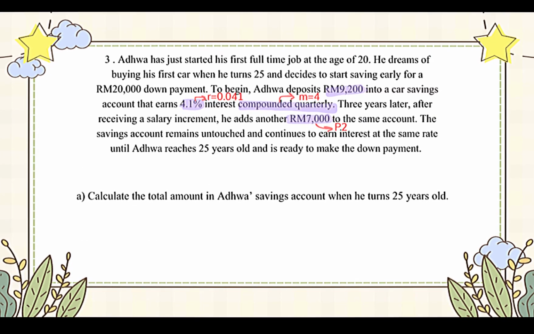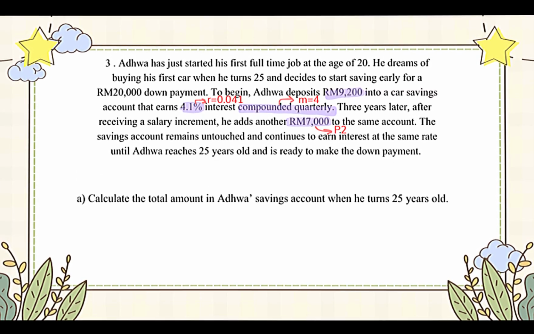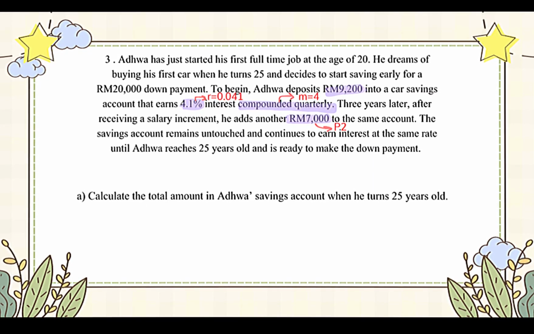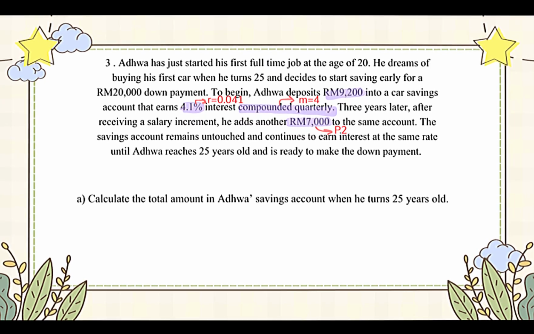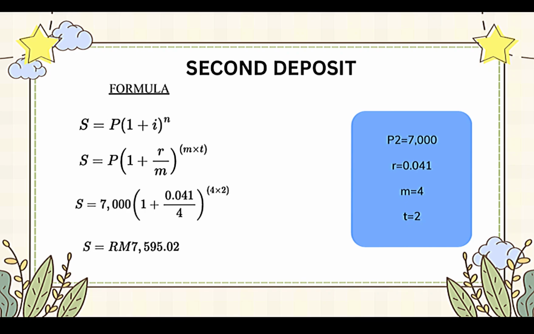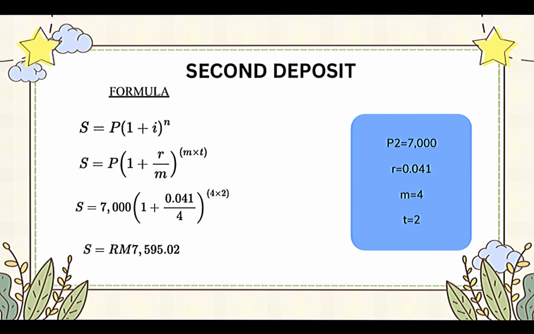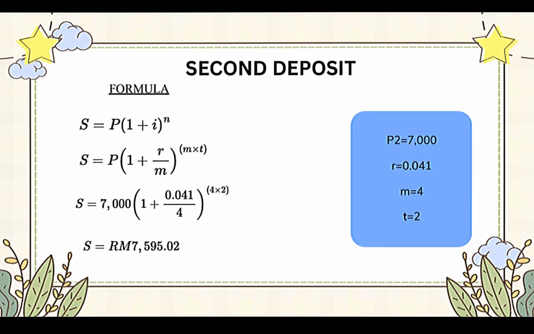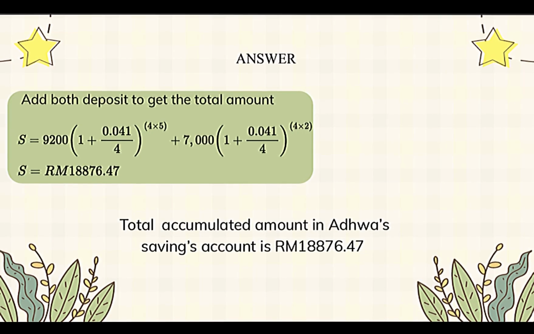For the second deposit, the only difference is 7,000 ringgit for our P and 2 years for our T, because the second deposit was made 3 years after the first deposit, which is at 20 years old, and also remains untouched until he is 25 years old. Substitute them in the formula S equals P(1 plus i) to the power of n to get S equals 7,595 ringgit and 2 cents.